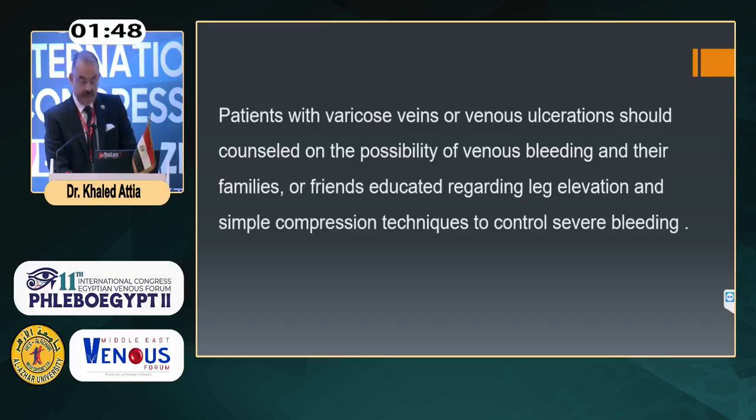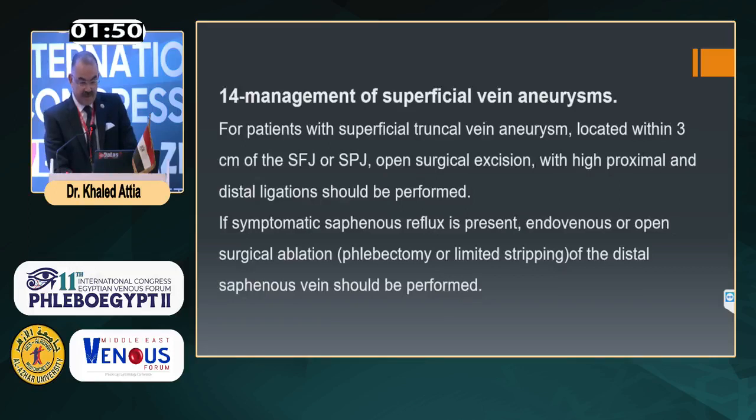to control severe bleeding. Management of superficial vein aneurysm: for patients with superficial truncal vein aneurysm located within 3 centimeters of the saphenofemoral junction or saphenobrachial junction, open surgical excision with high proximal and distal ligation should be performed.